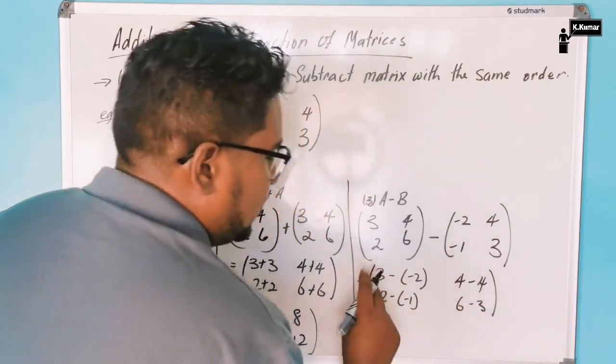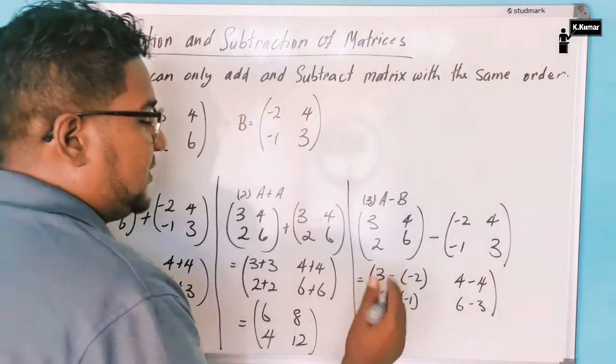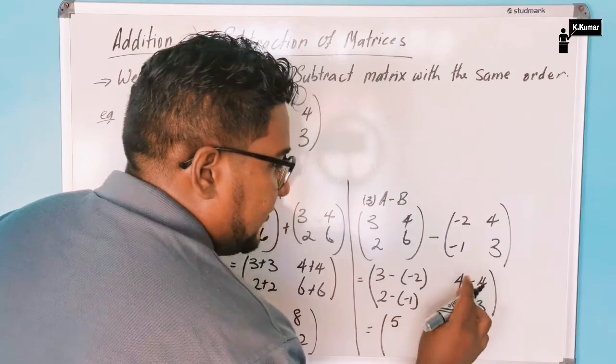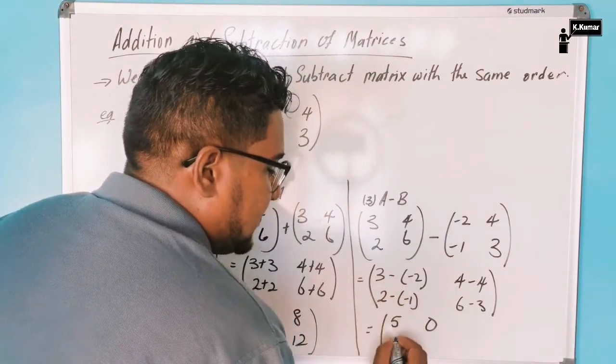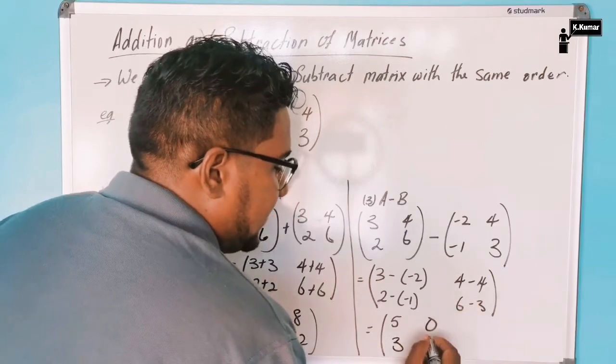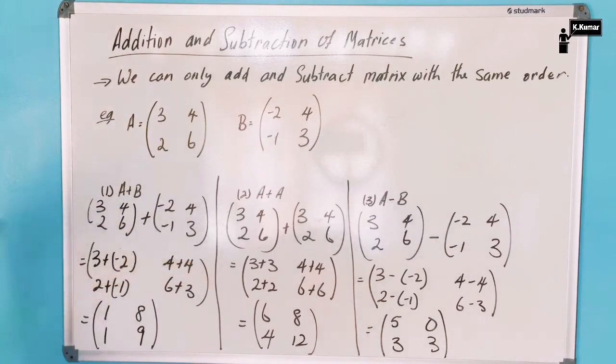Working this out, I would get 3 minus negative 2. Negative 2 becomes a plus. So you're going to have 3 plus 2, which is 5. 4 minus 4 is 0. 2 minus negative 1 becomes 2 plus 1, which is going to give me 3. And 6 minus 3 is going to give me 3. So this is how you add and subtract matrices.